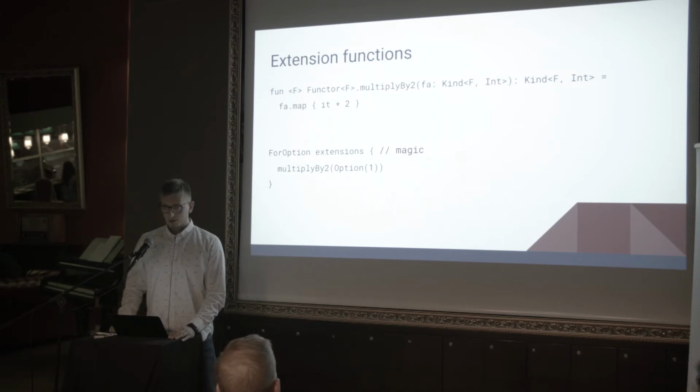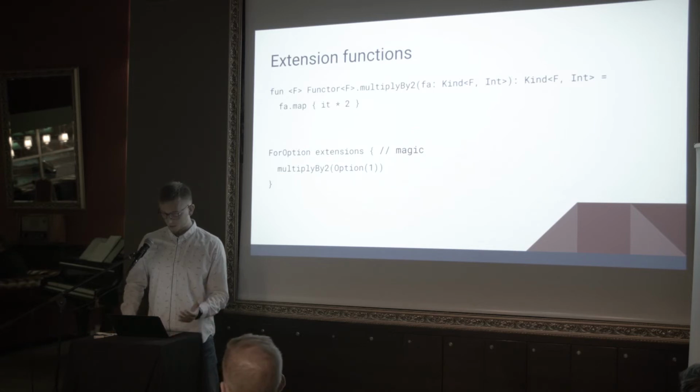The second option to bring the scope of the type class is by extension functions. Again, we declare the multiplyBy2 function, and it takes only our container F of Int. And then we use our marker class, which was generated by the higher kind annotation, the run extensions method on it, and we are in the scope of our Functor. And then we can simply pass it an Option of 1, for example.